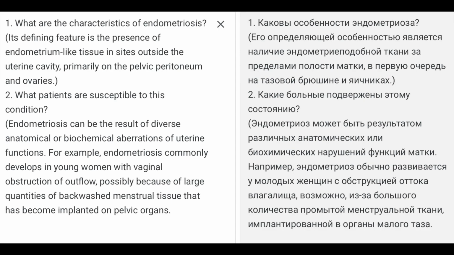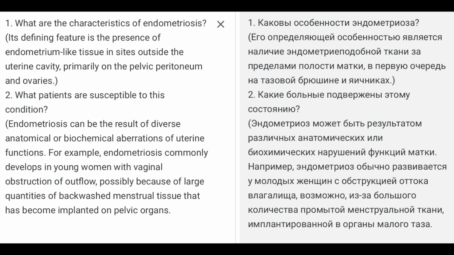1. What are the characteristics of endometriosis? Its defining feature is the presence of endometrium-like tissue in sites outside the uterine cavity, primarily on the pelvic peritoneum and ovaries.